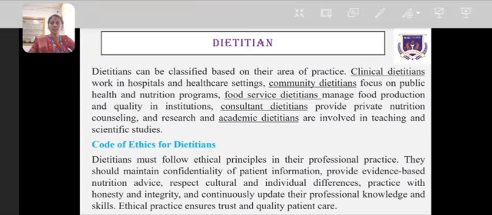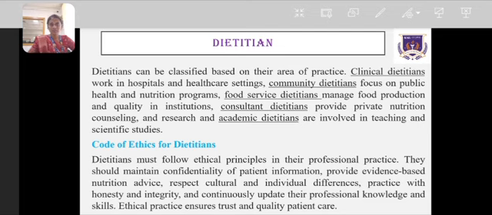As we know, there are many types of dietitians, allocated to specific areas. For example, clinical dietitians work in hospitals and healthcare settings, and community dietitians focus on public health and nutrition programs to enhance the public's nutritional status. Food service dietitians manage food production and quality in institutions and other relevant areas. Consultant dietitians provide private nutrition counseling, and academic dietitians are involved in teaching and scientific studies.